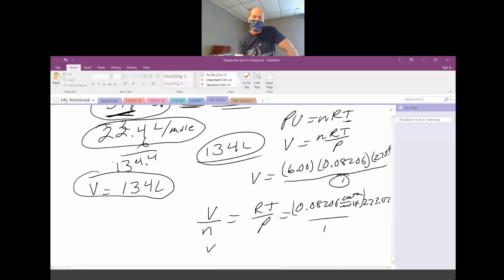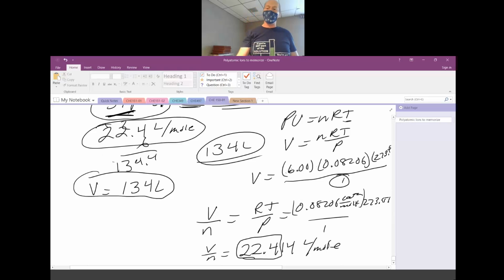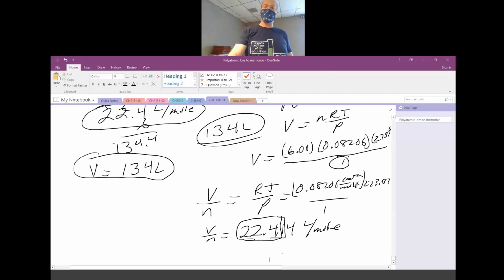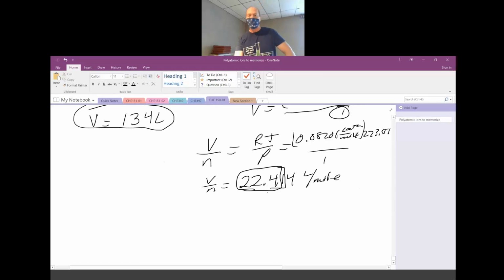And so the volume per mole of any gas at STP is 22.414 if you wanted more sig figs, and that is liters per mole. Most of the time we will go with 3 sig figs, 22.4. If you want 4 sig figs, 22.41. If you want to carry it out and not have that determine the number of sig figs, 22.414.